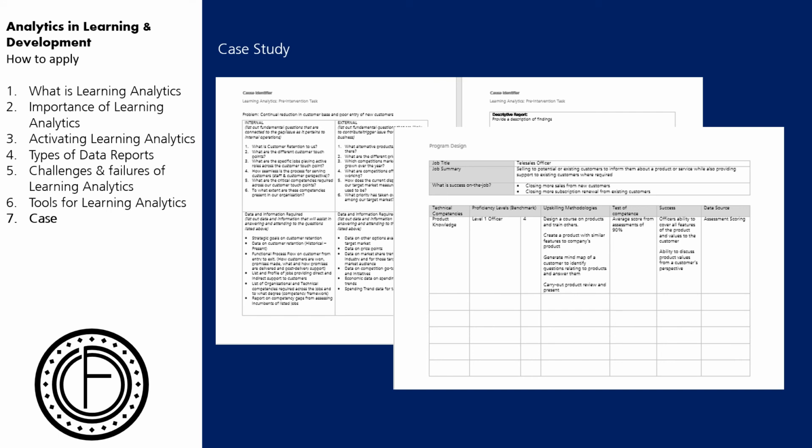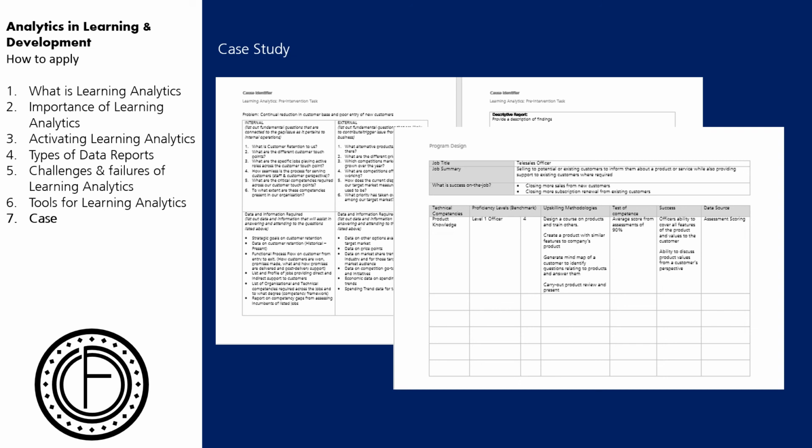So in designing your program, for instance, let's say telesales officers, job summary. The job summary is to sell to potential or existing customers to inform them about a product or service while also providing support to existing customers where required. Now, what is success on the job? Closing more sales from new customers, closing more subscription renewals from existing customers. So you see that this role has a lot to do with the retention of customers and the winning of new customers. Technical competencies probably identified in the course of your identification is product knowledge.